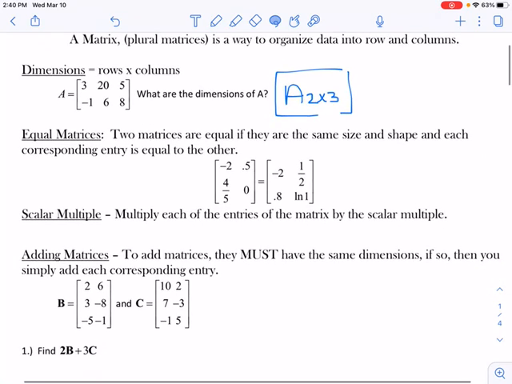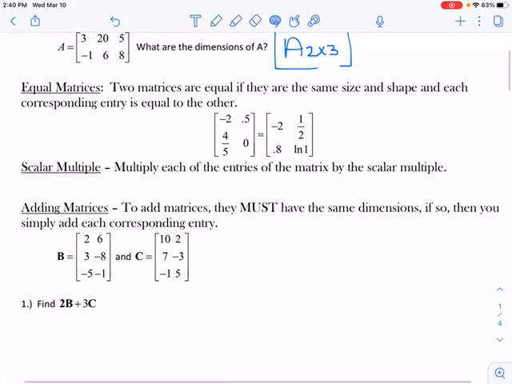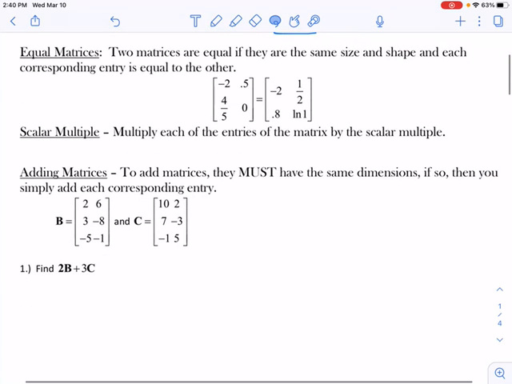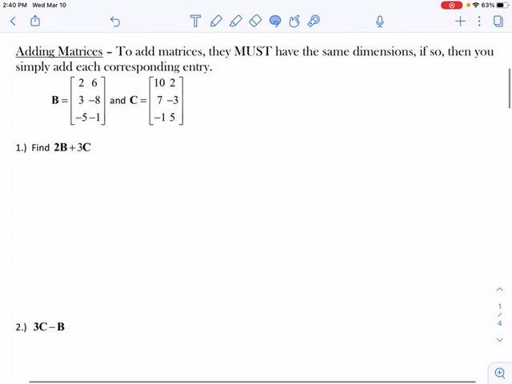If I have a matrix, I can multiply it by what's called a scalar multiple, a number out in front. To do that, I multiply each of the entries of the matrix by that scalar multiple, kind of like distribution. Let's take a look at our first operation, and that is to add matrices together or subtract them. To add matrices, they must have the same dimensions. If so, then you simply add each corresponding entry. If the dimensions are not the same, then you cannot add them together, and you would say not possible.